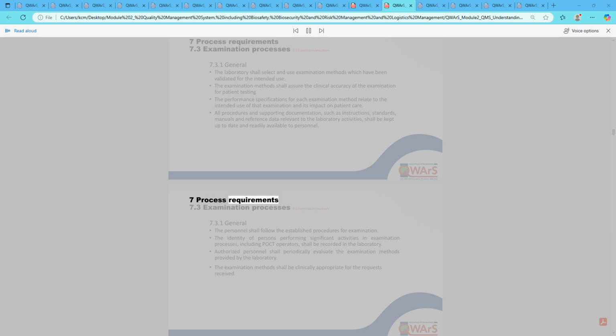7 Process requirements, 7.3 Examination processes, 5.5 Examination processes. The personnel shall follow the established procedures for examination. The identity of persons performing significant activities in examination processes, including PCT operators, shall be recorded in the laboratory. Authorized personnel shall periodically evaluate the examination methods provided by the laboratory. The examination methods shall be clinically appropriate for the requests received.